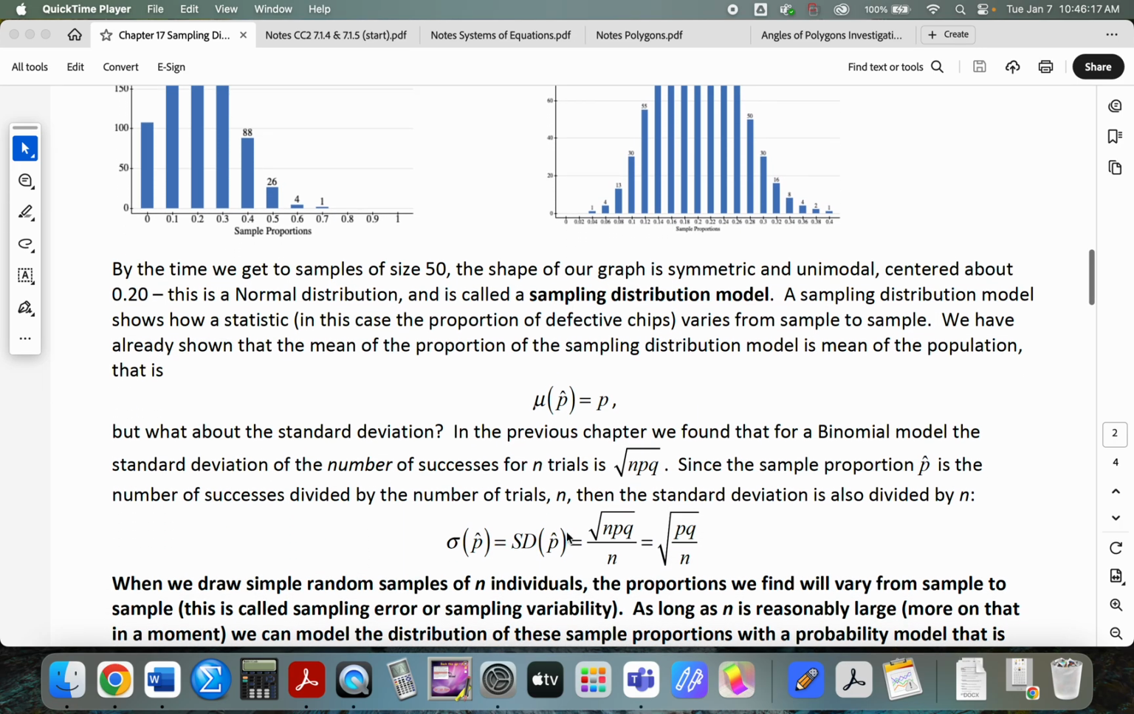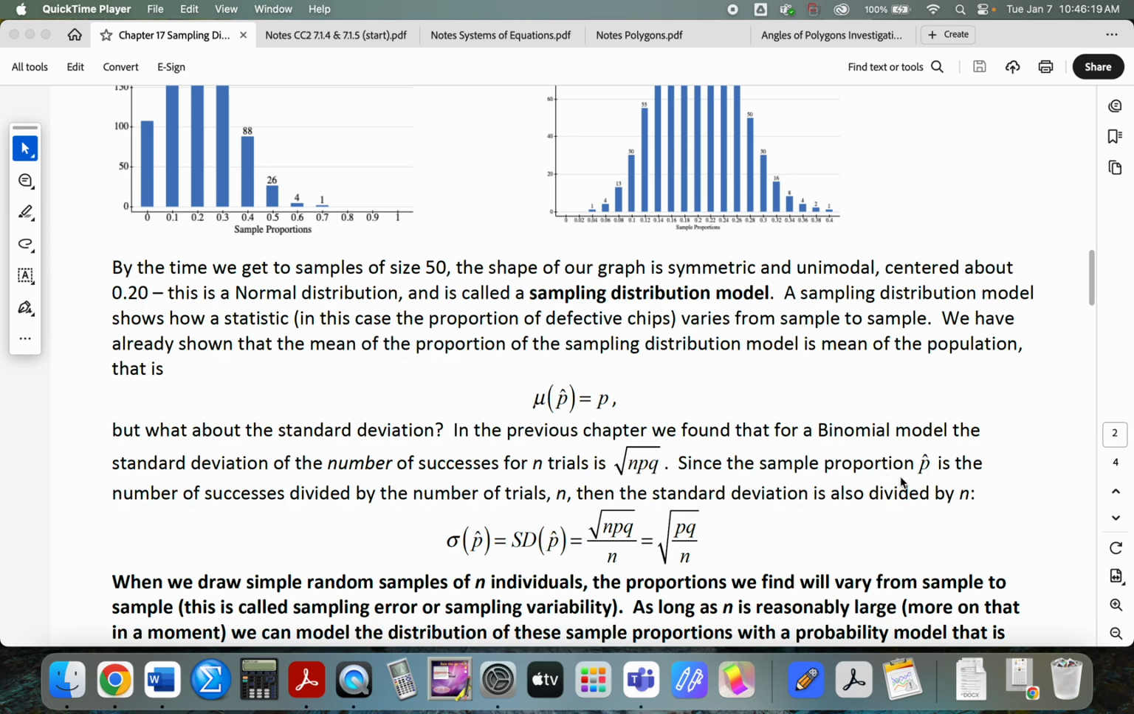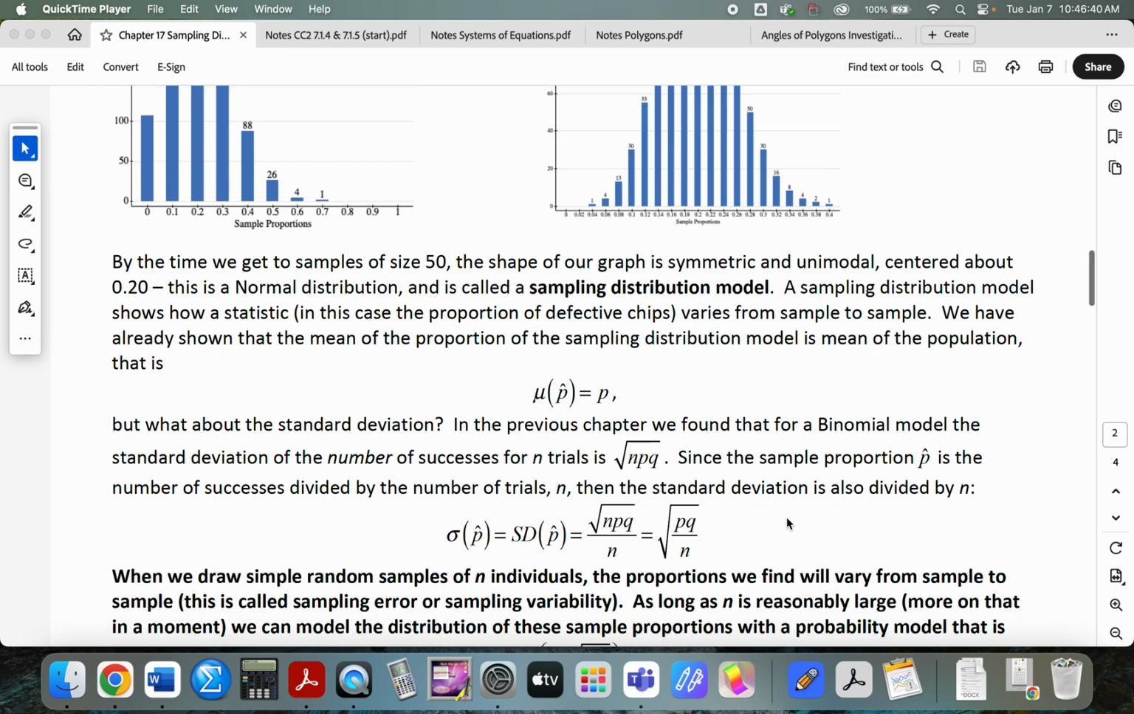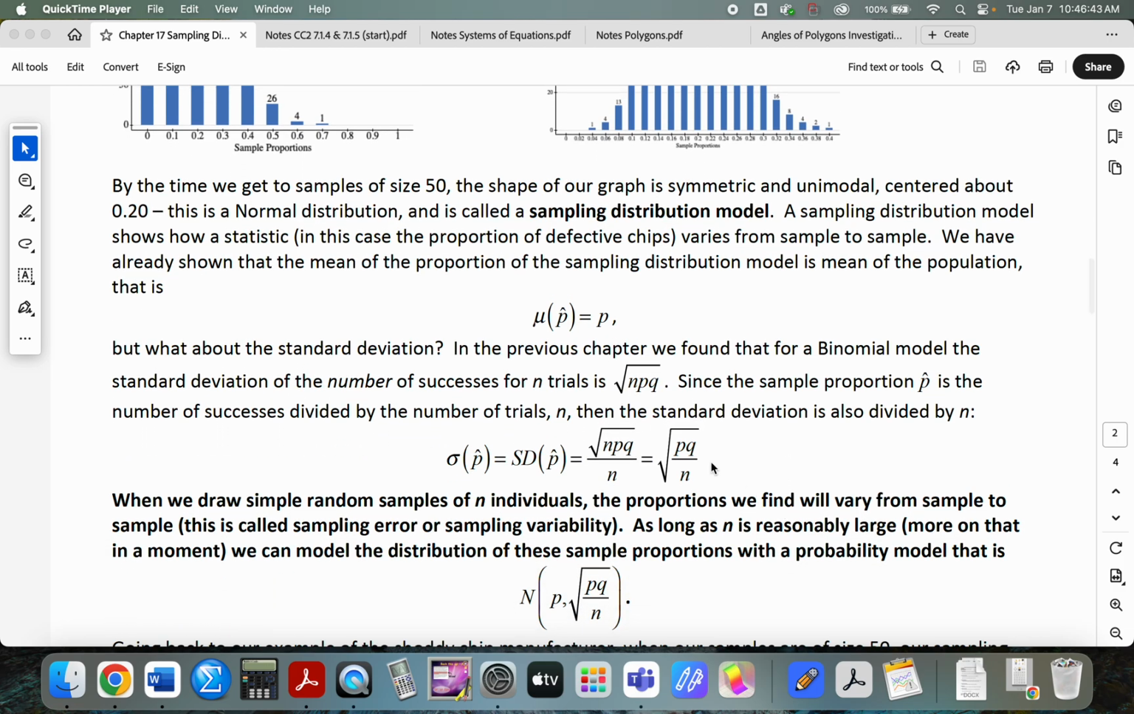The standard deviation is a little bit more complicated. You may remember that for a binomial model, the standard deviation of the number of successes for n trials was the square root of npq. Since the sample proportion p hat is the number of successes divided by the number of trials n, the standard deviation ends up being the square root of npq divided by n, which is the square root of pq over n.